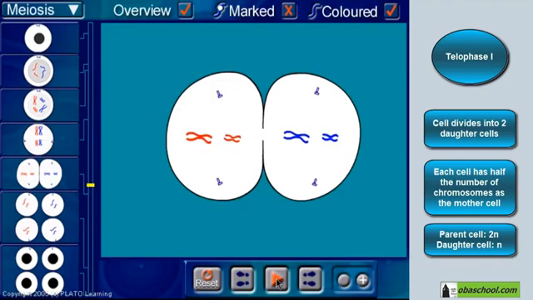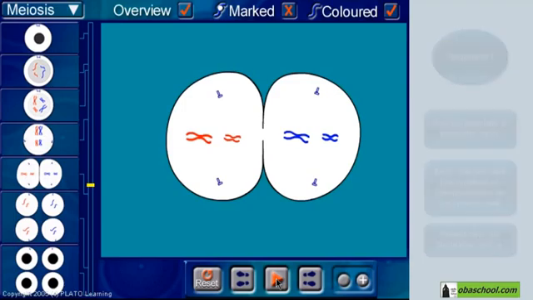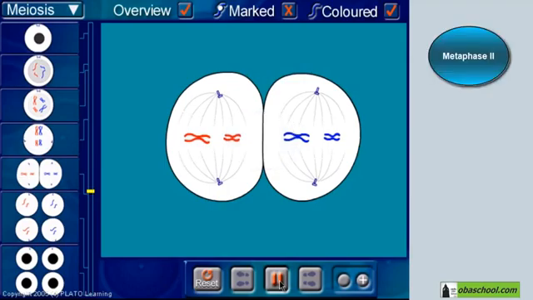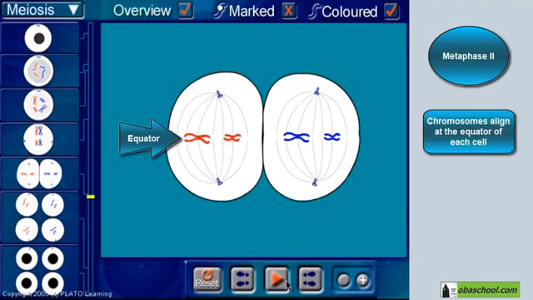It's not over yet. This is the end of meiosis 1, but at the end of meiosis 1, we directly go into meiosis 2. So in meiosis 2, we will have metaphase 2, whereby the chromosomes in each daughter cell are going to be aligned at the equator of these cells. Notice how the equator of these cells is perpendicular to the equator of the previous cell.